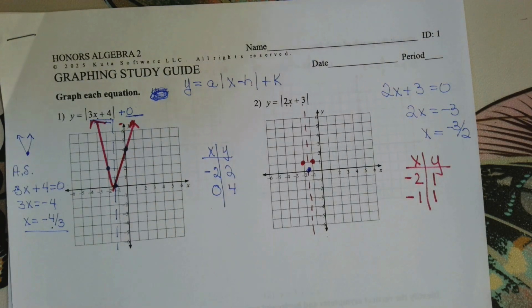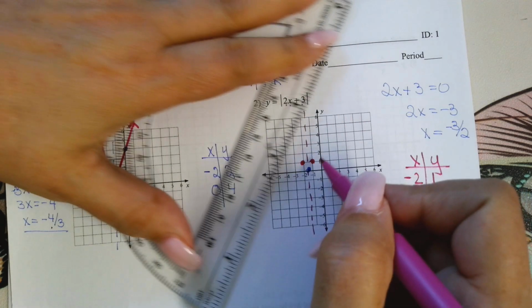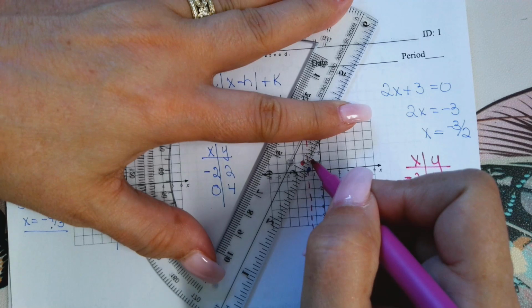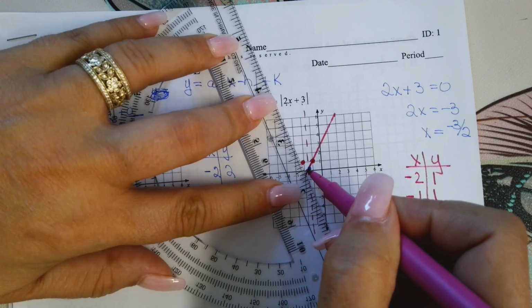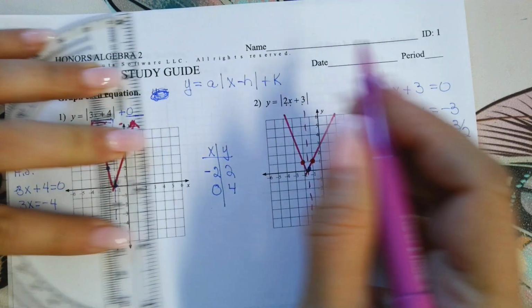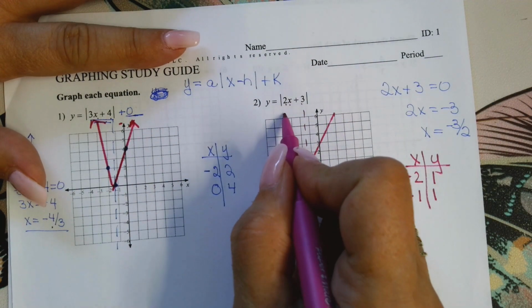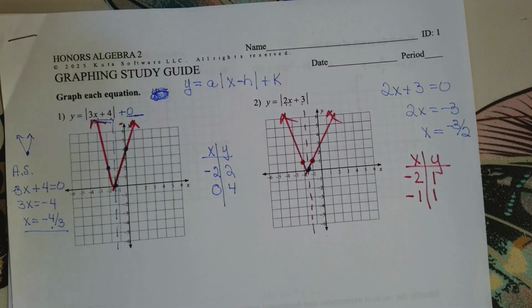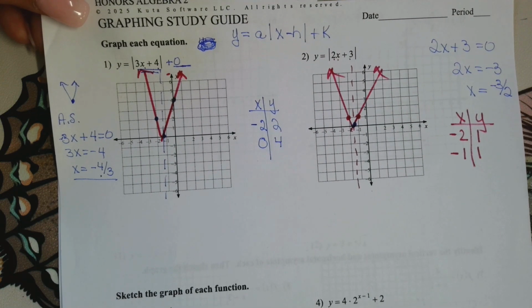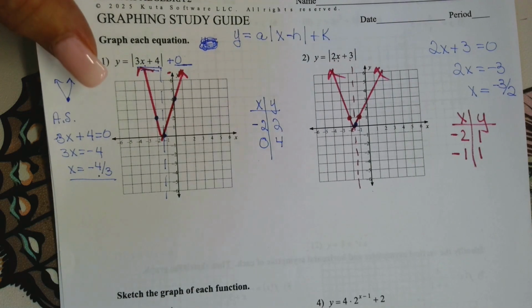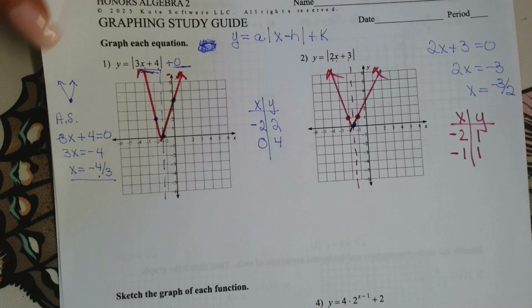Okay, guys, we are back. So again, we're going to connect our little dots here, and we are done. All right. Awesome. So that's absolute value. That was one of the first functions that we did. We did linear, we did quadratic, and we did absolute value.